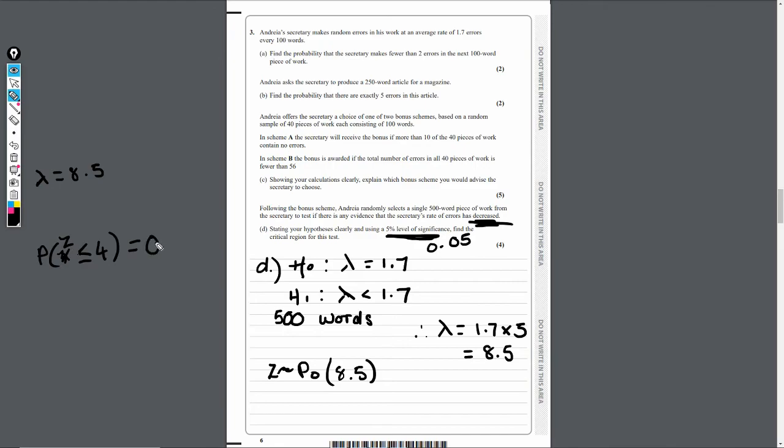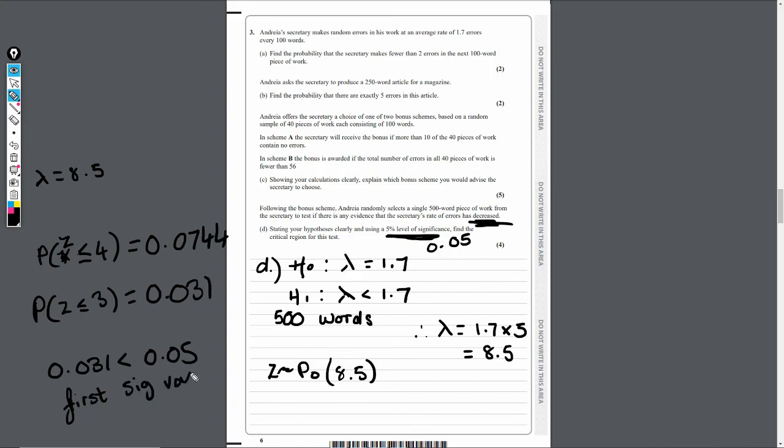What you get is 0.0744. And that's above it, so we can't have that. But the next one down here, Z less than or equal to 3, what you get is 0.031. And because 0.031 is smaller than 0.05, what this means is that the first significant value is x equals 3. So therefore, the critical region is x less than or equal to 3. And there we have it. So that's question 3 fully complete.